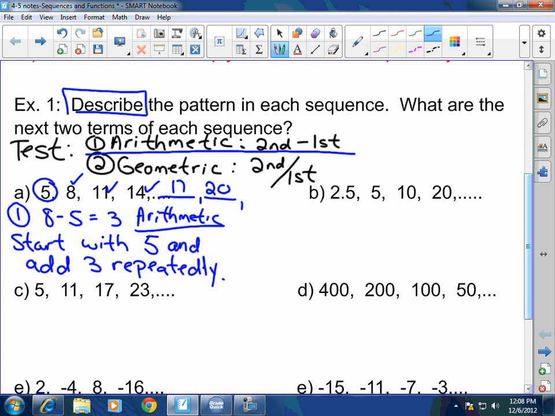So, first thing, we test to see if it's arithmetic. If it works, great, we're done. If it doesn't, we test for geometric. You can name it, either arithmetic or geometric, and then you have to actually describe it. And that's describing it. Yes, sir.